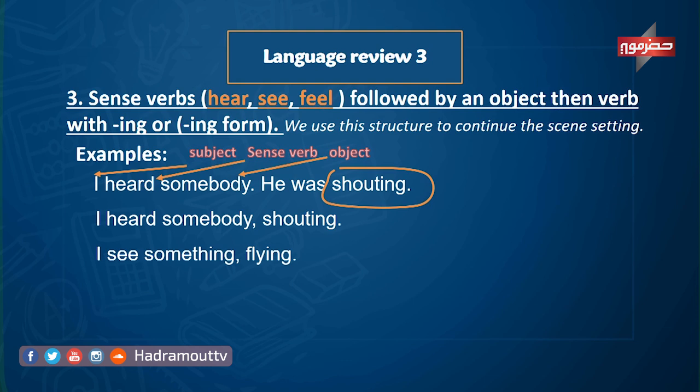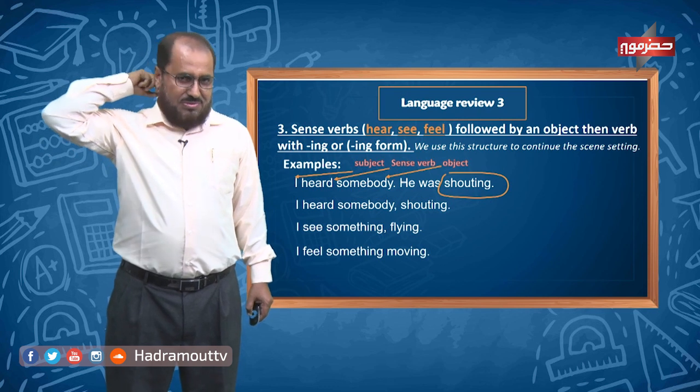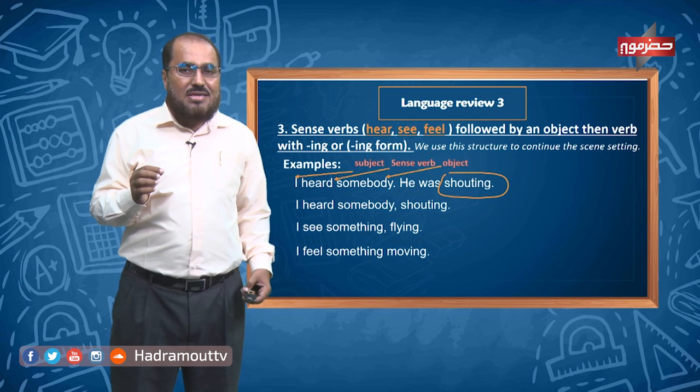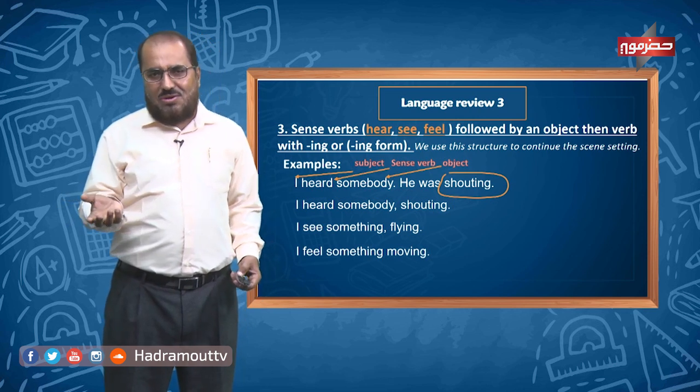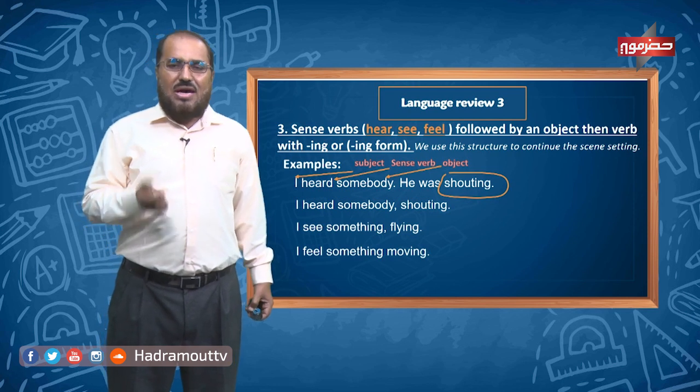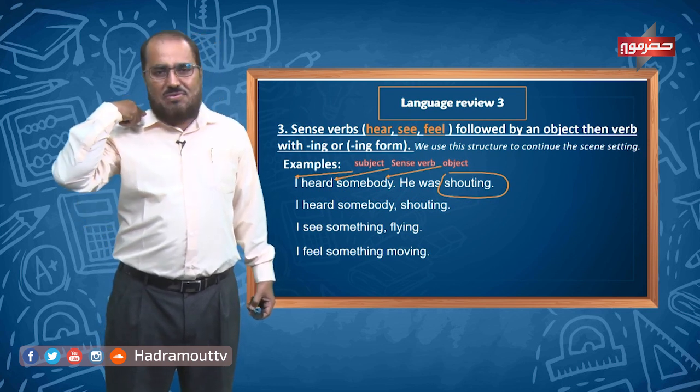Okay, more examples. I feel something moving here on my back. Okay, I feel something moving. Yes, the wire of the speaker here. I feel something moving, not "it was moving" or "it is moving" here, present. You can't say present continuous. No, I feel something moving.